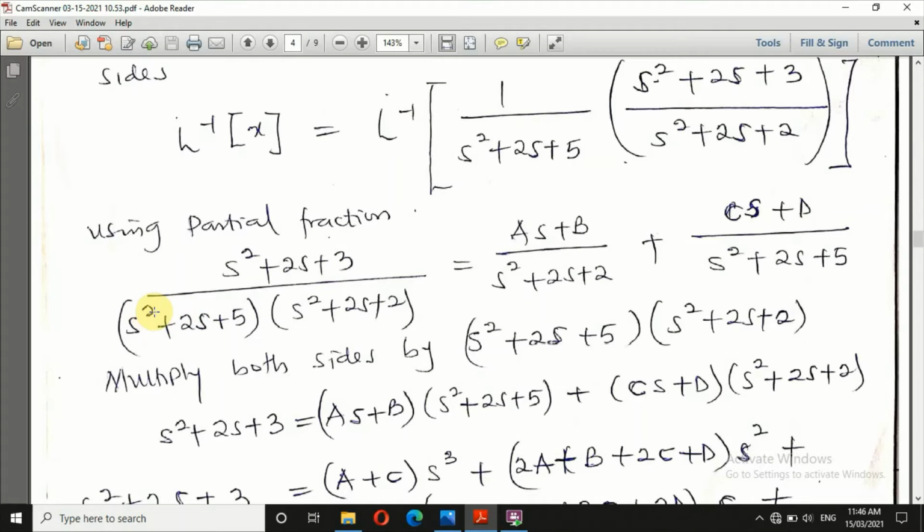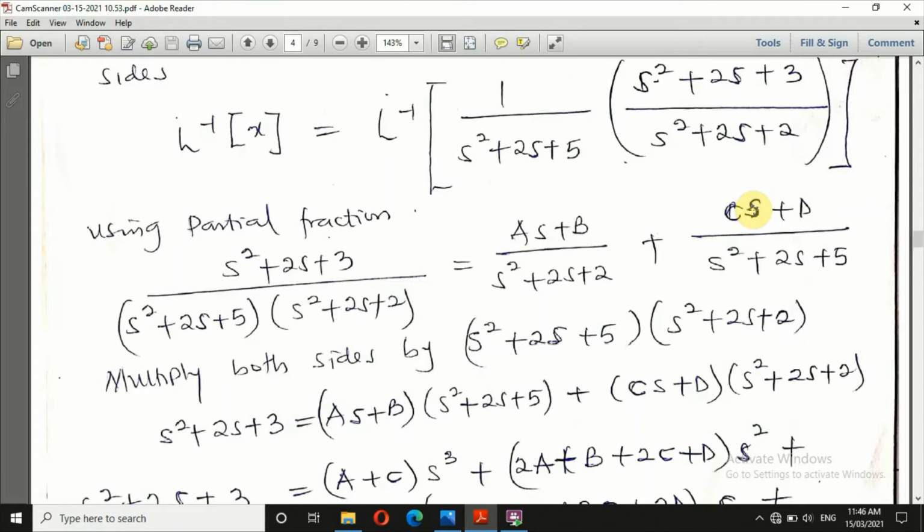But in this case, this is actually quadratic, so what we need is ax plus b, divided by the first one, then plus the second one, which is also quadratic. So we need 2 constants and linear. That will give us cx plus d. That is the first rule. If you look at your lecture note, on page 19, rule number 6, they call it repeated quadratic factors. That is what we are using here.